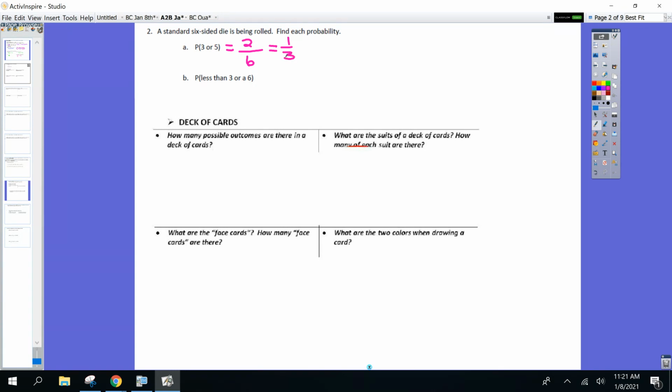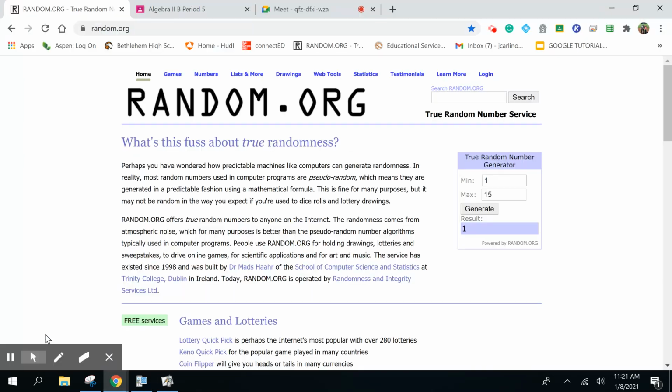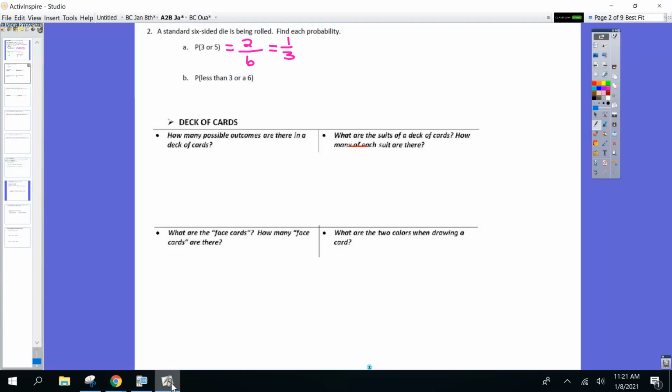How about a number less than 3 or a 6? Ella, good morning. So how many numbers are less than 3, Ella? 2, and then there's only how many 6s? 1. 1, so how many choices do you have here? It would be 3 out of 6 or 1/2. Good job. 1/2, 3 out of 6. Everyone's okay on the die.